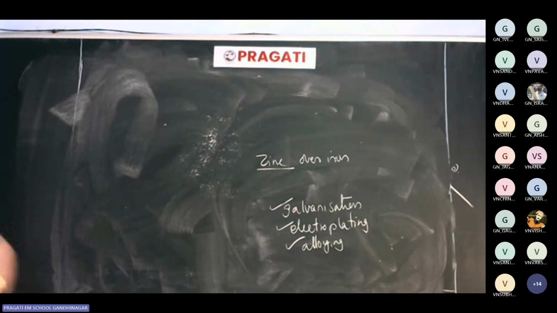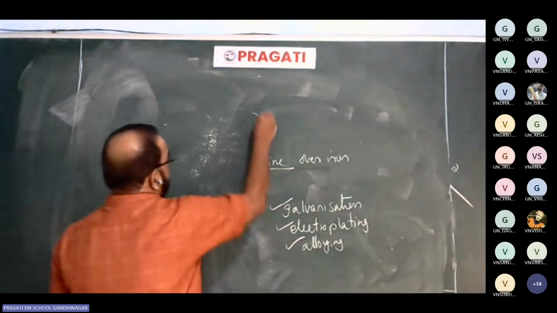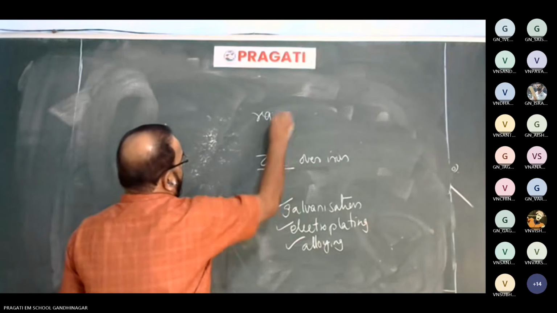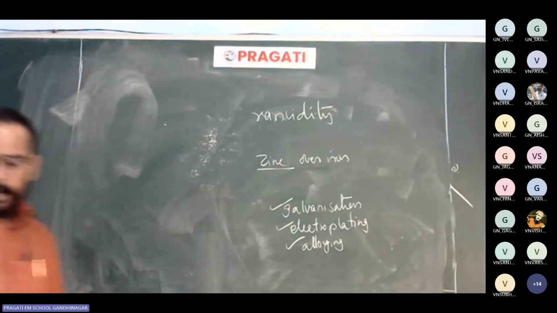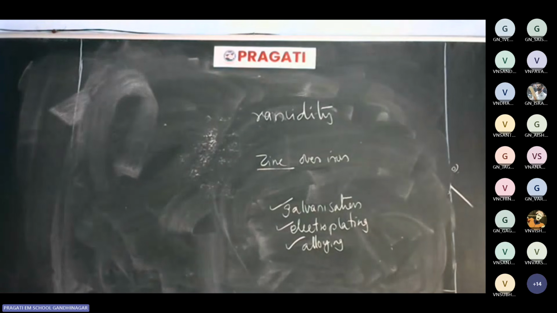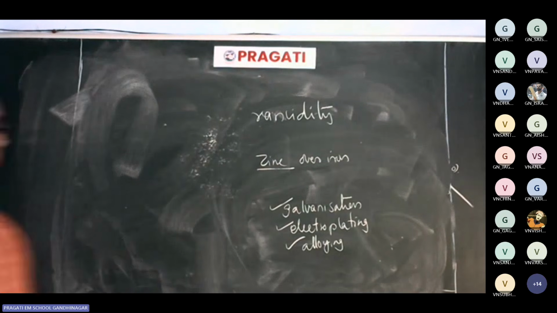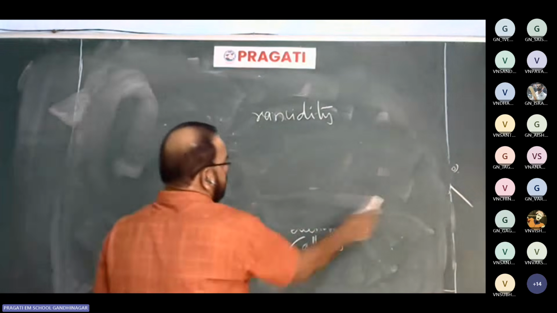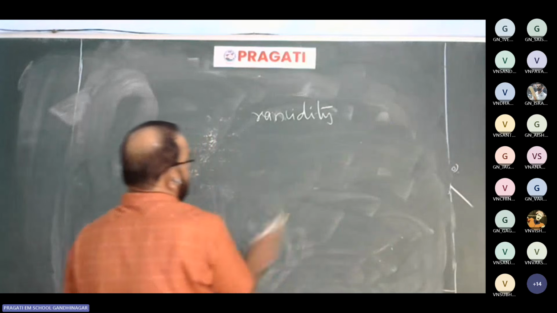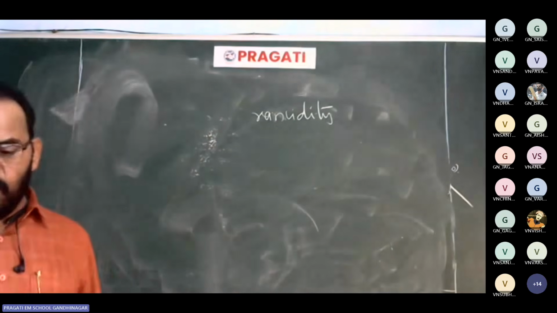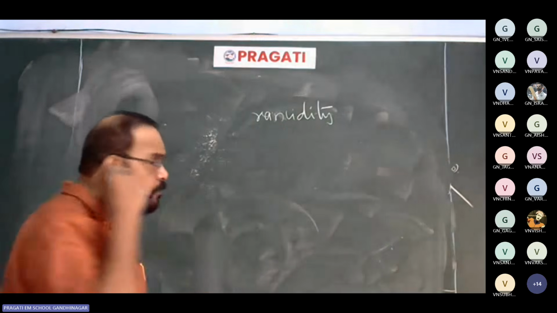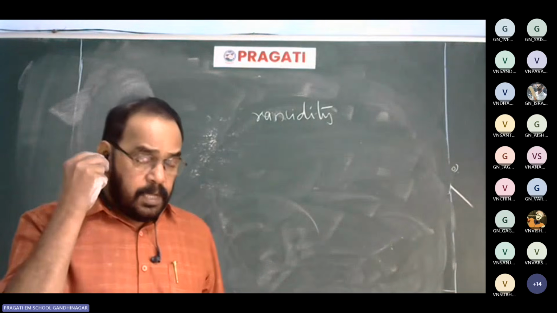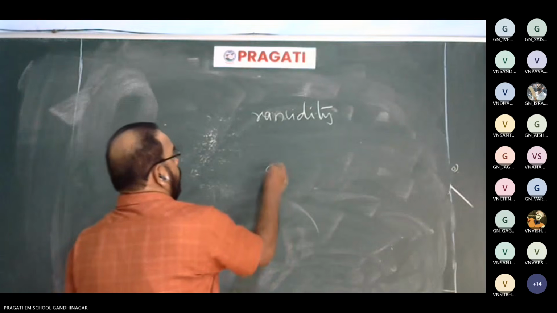And the next most important question in this chapter is what is rancidity? Oxidation, reduction, redox reactions, corrosion. Corrosion is under the effect of oxidation in our daily life questions. Next one is rancidity. What is rancidity? Rancidity is also the oxidation of food or oxidation of oils and fat.